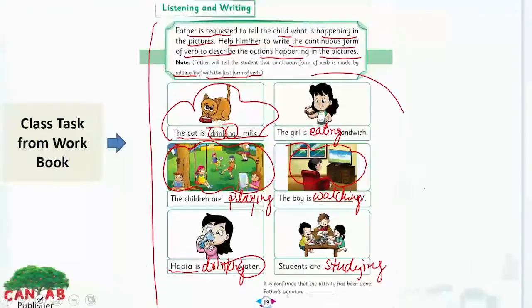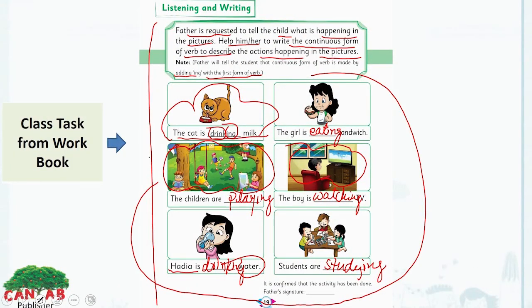So, all the verbs here are in the process, in the continuation.